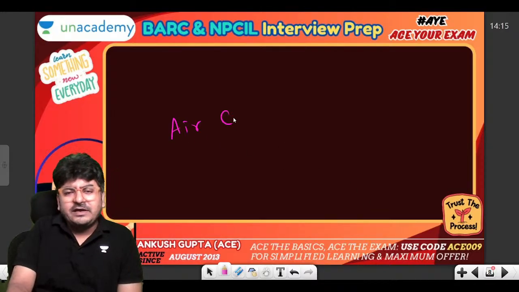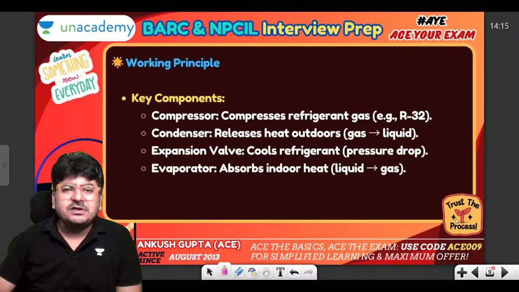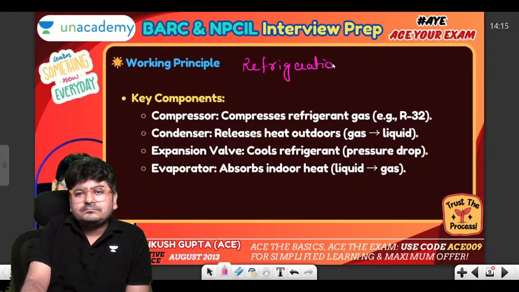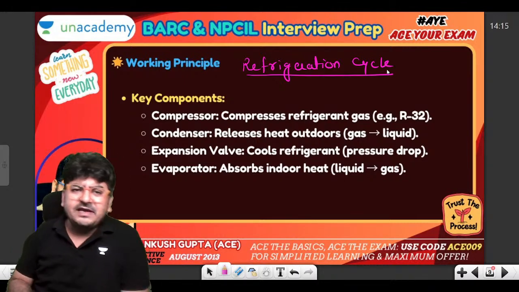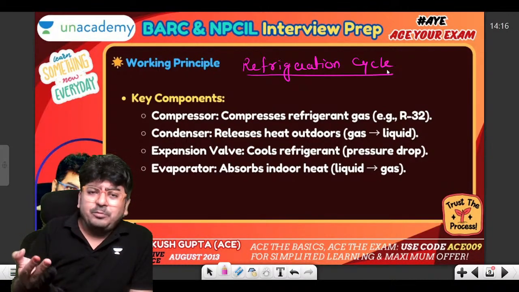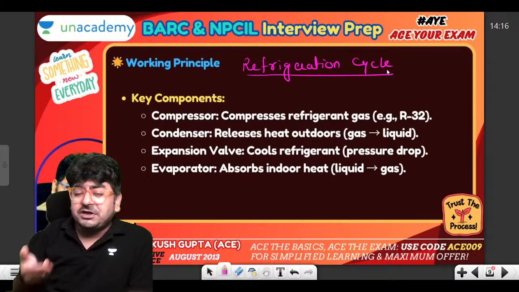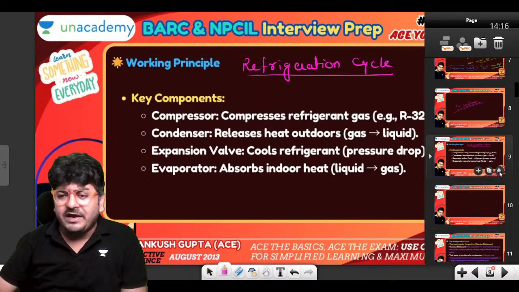First, we will be talking about the air conditioner. Okay. So air conditioner, the working principle. The working principle of air conditioner is refrigeration cycle. Air conditioners work on the refrigeration cycle, and refrigeration cycle is there. So obviously you can understand four components has to be there. For heat addition, heat rejection, compression, and expansion. Okay. In case any one of you have no idea.